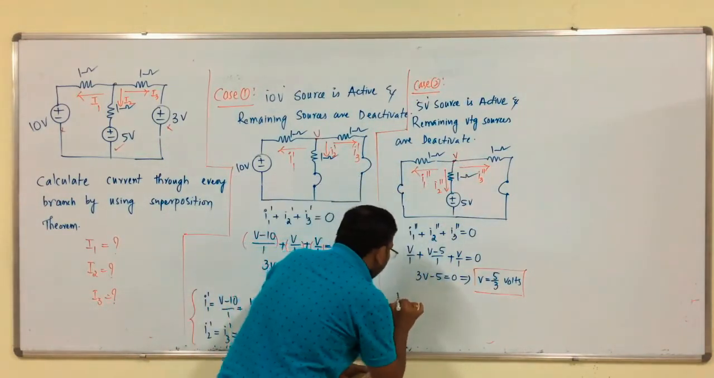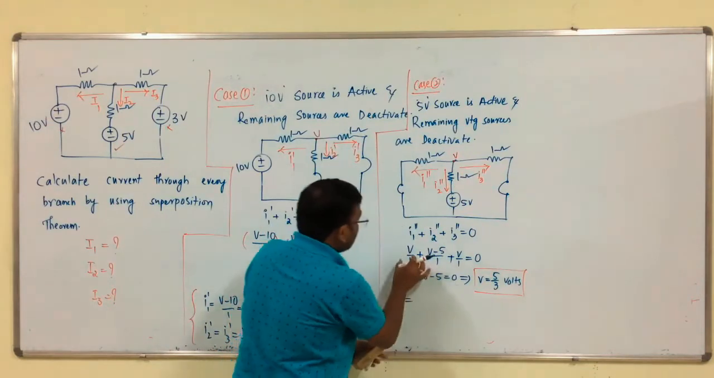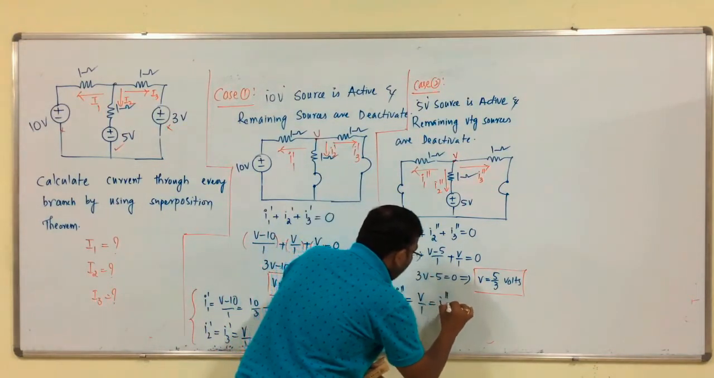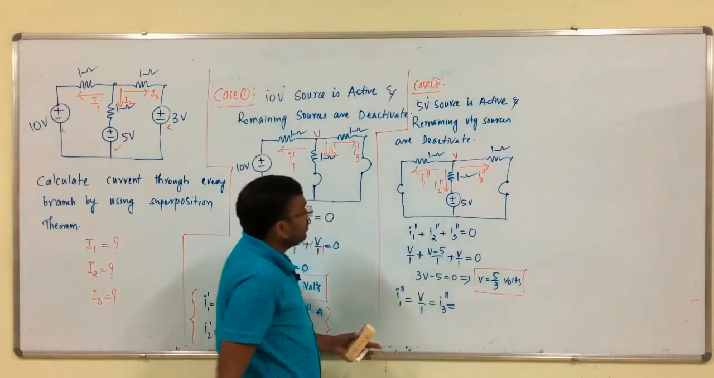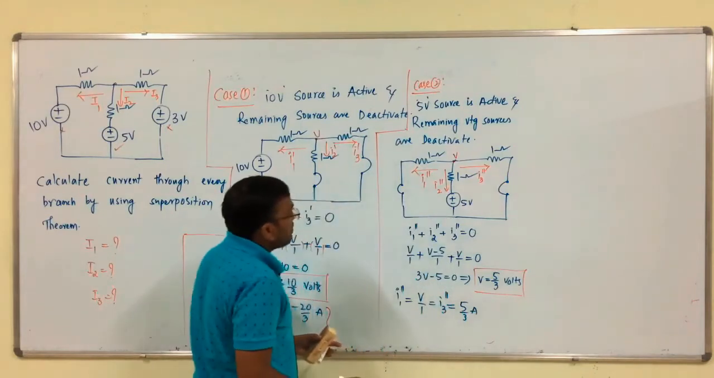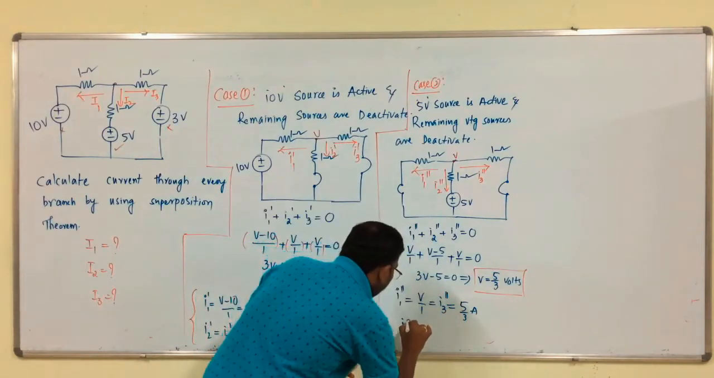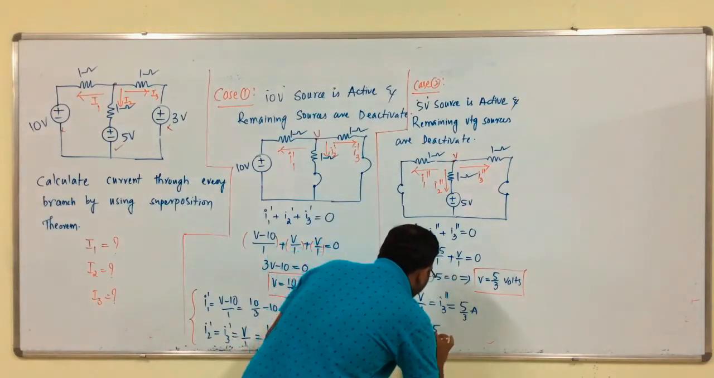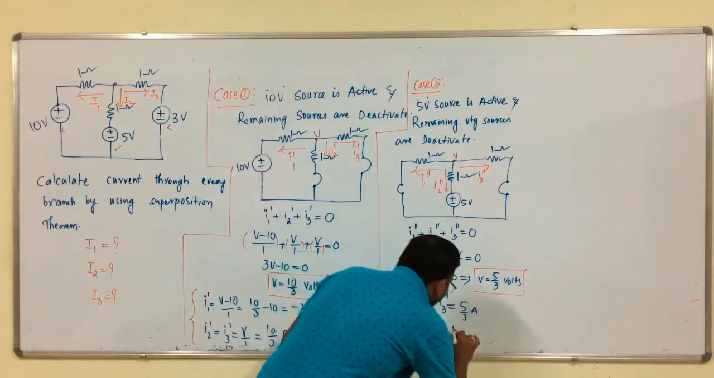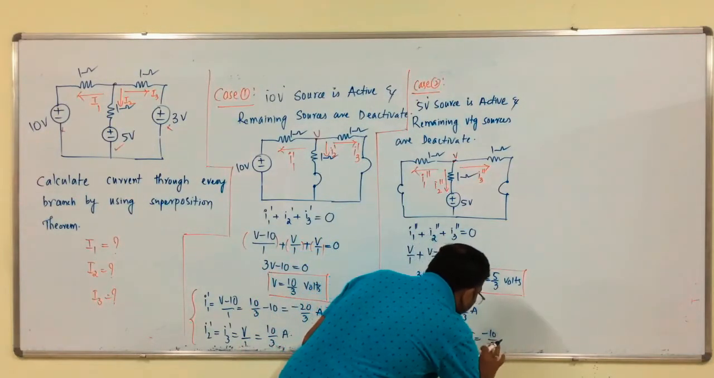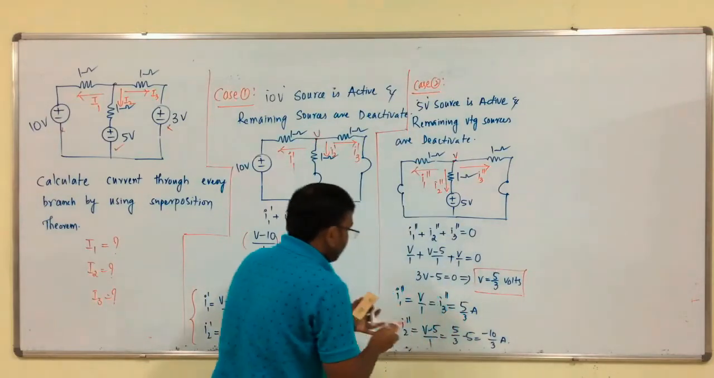From this, I1 double dash is what? I1 double dash equals V by 1, which equals I3 double dash, which is 5 by 3 amps. Now it is time for I2 double dash, which equals (V minus 5) by 1, which equals 5 by 3 minus 5, which equals minus 10 by 3 amps.